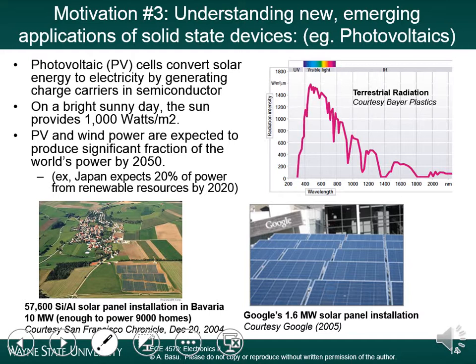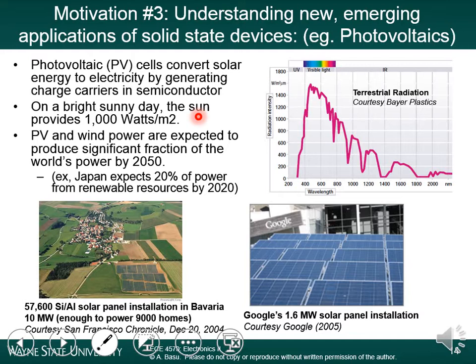On a bright sunny day, the sun provides 1,000 watts per meter squared. Think about this. If you had a 1 meter by 1 meter area, maybe the size of this platform here, on a bright sunny day, that can generate 1 kilowatt of energy. That's a lot of energy. But previous generations of photovoltaics can only capture about 10% of that energy, so about 100 watts per meter squared.